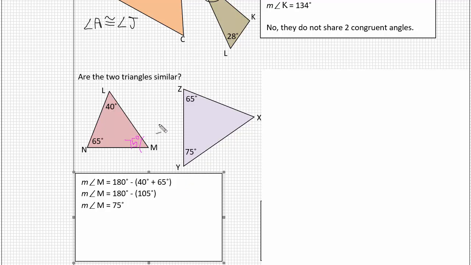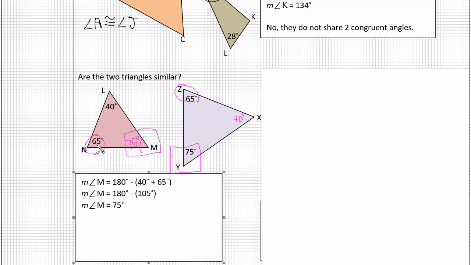So now we can say, oh look, N corresponds to angle Z because they are congruent and they're both 65 degrees. M here, which we now know is 75, corresponds to angle Y, which is also 75. And so because all the angles have to add up to be 180, angle X also has to be 40 degrees, but I only have to prove it with two angles.